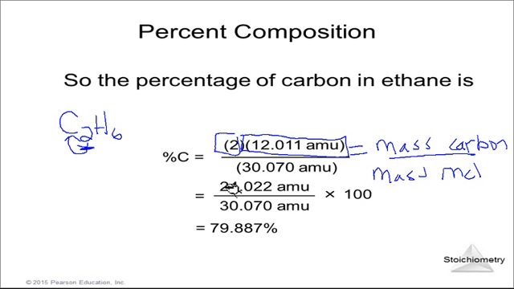What I end up getting is 24.022, the mass of carbon, divided by 30.070, the total mass of 1 mole of ethane. I multiply that by 100, and I find that 79.887% of ethane is carbon. So most of the weight. And that makes sense, because carbon has an atomic mass of 12, and I have 2 of those, and even though I have 6 hydrogens, they only have a mass of around 1. So logically, most of the mass of ethane should be attributed to carbon. Always good to use logic to double check your answers.